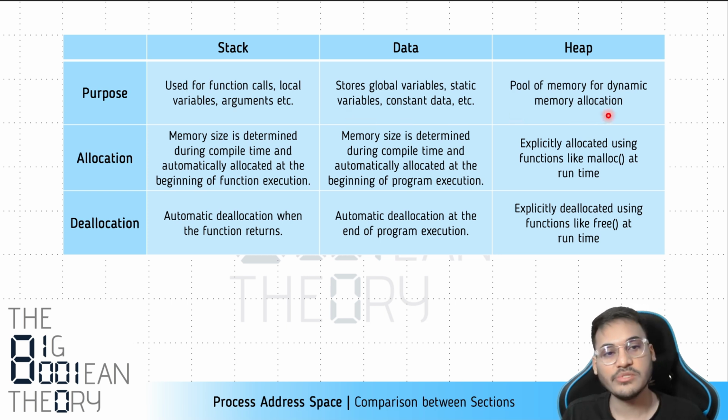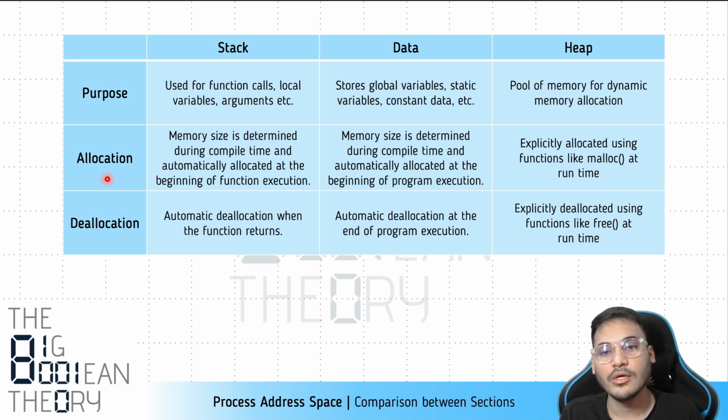And finally, there is a heap section. The purpose of the heap section is that it is a pool of memory that is used for dynamic memory allocation. Whenever you want to allocate something at runtime, that allocation will be happening on the heap section, right? So now let's talk about how memory is allocated in all of these three sections.